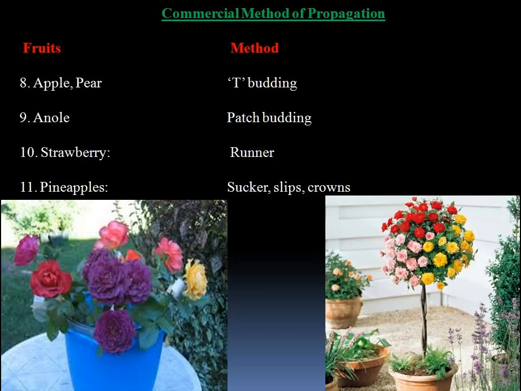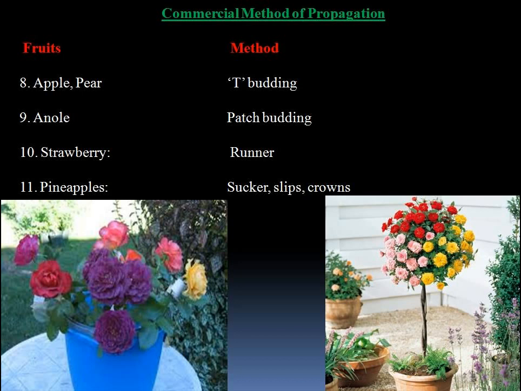Banana: sword suckers and tissue culture. Apple: we use T budding, and citrus also T budding, and acid lime we use seed, and anola patch budding. Strawberry: runners. Pineapple: sucker slips, crowns. There is no seed for pineapple, we propagate by sucker slips and crowns.